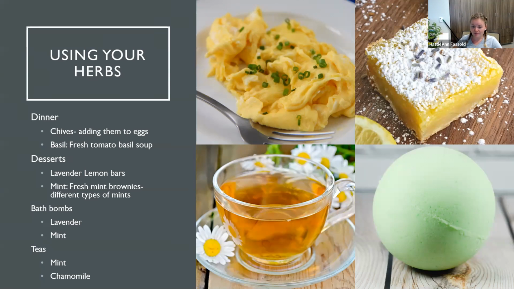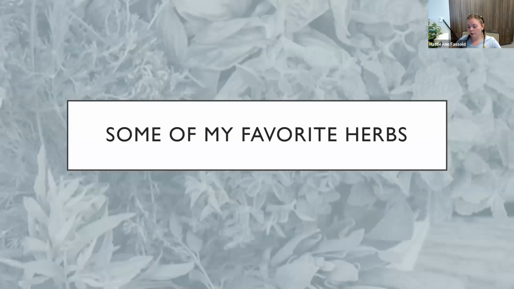There are teas that you can make. Even doing bath bombs with some of them might be fun. Different desserts. I've always wanted to try making brownies with fresh mint to see what that would taste like. So there's a ton of different ways that we use herbs, right? And you use your fresh herbs similar to the way that you use your dried herbs. So now I'm going to go through some lists of my favorites and then some other popular types of herbs.